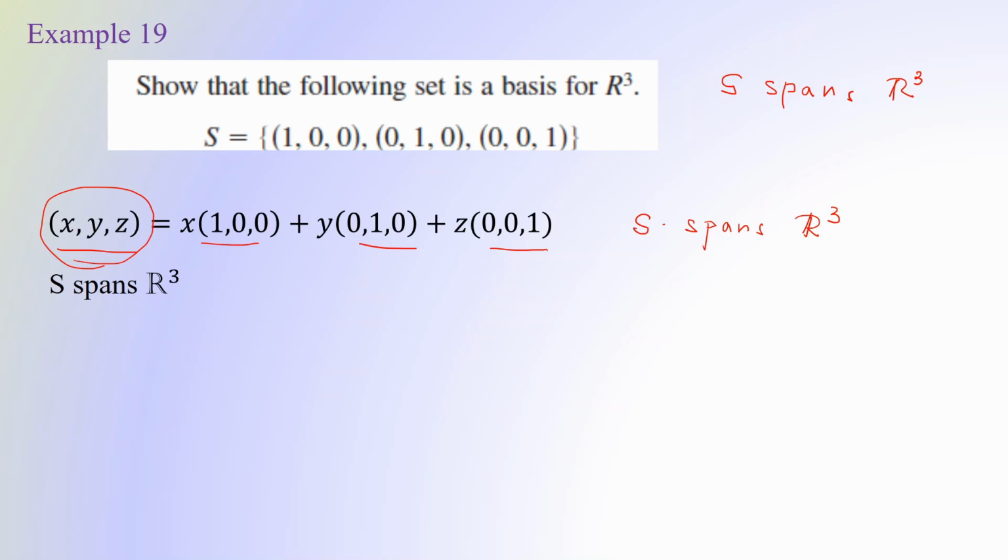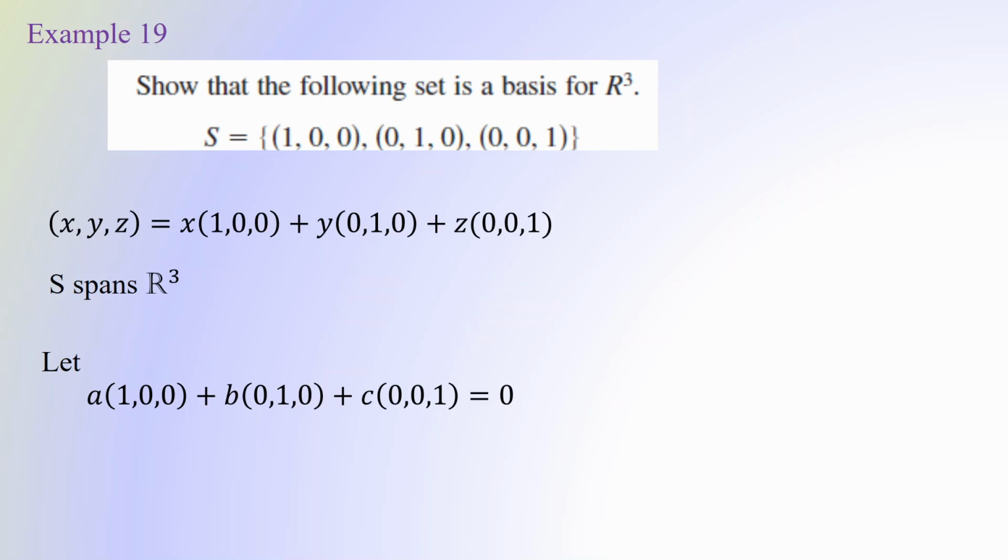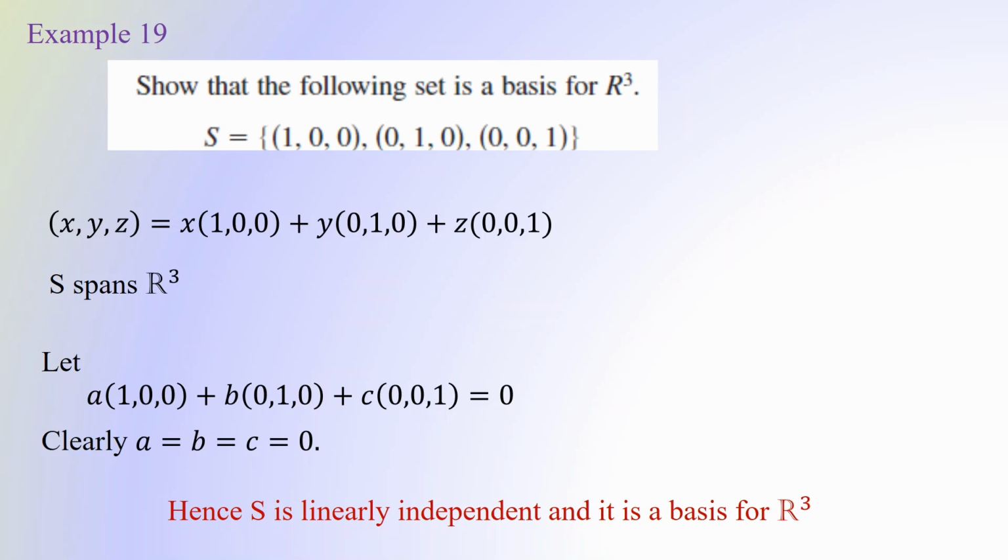Now, as a second condition, we have to prove that S is a linearly independent set. For that purpose, we take a linear combination equal to 0. If it is linearly independent, we should have A, B, C all equal to 0. Clearly, from this equation, you can set up equations. Considering the first component, you get A equals 0. Considering the second component, you get B equals 0. Considering the third component, you get C equals 0. So all of A, B, C are equal to 0. Therefore, S is a linearly independent set. S spans R3 and it is linearly independent, so by the definition of a basis, it is a basis for R3.